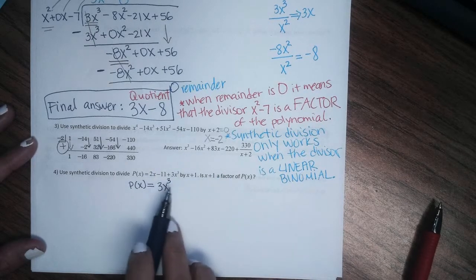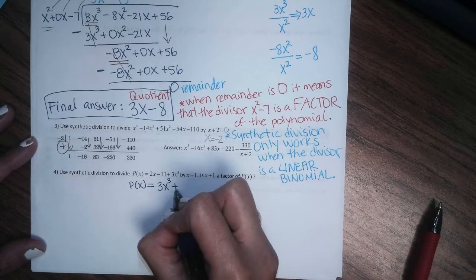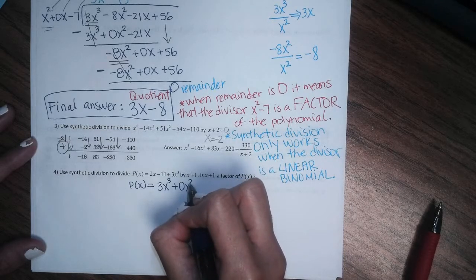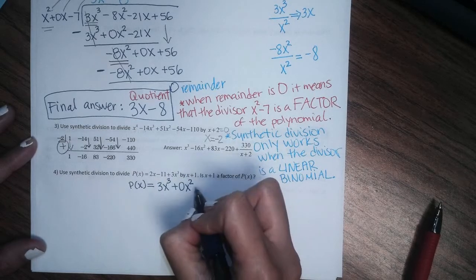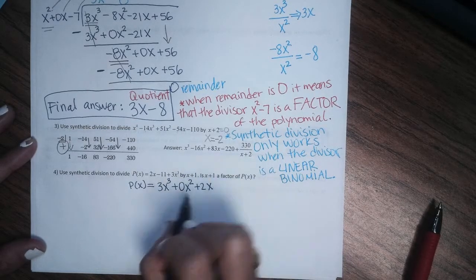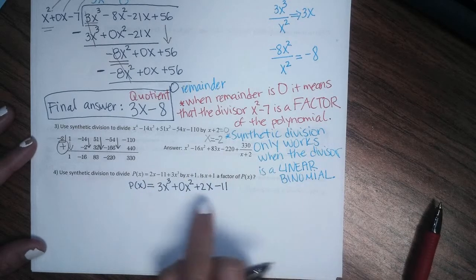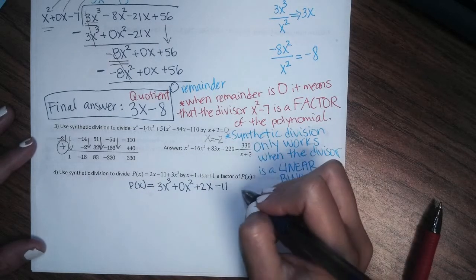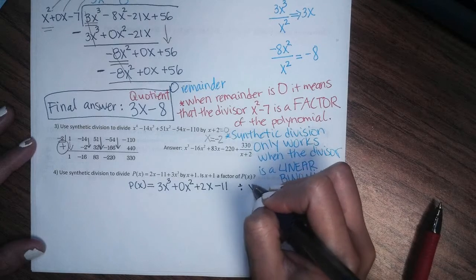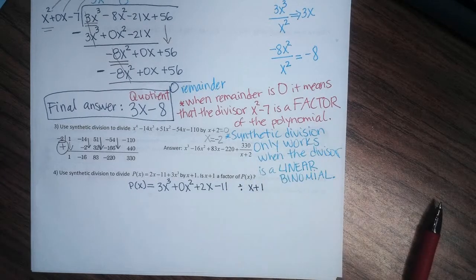And then notice how you're missing an x squared, so you still have to put the 0x squared plus 2x minus 11. So we want to divide that thing by x plus 1. So here are the steps on doing synthetic division.